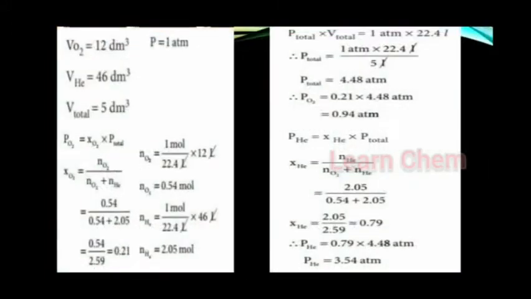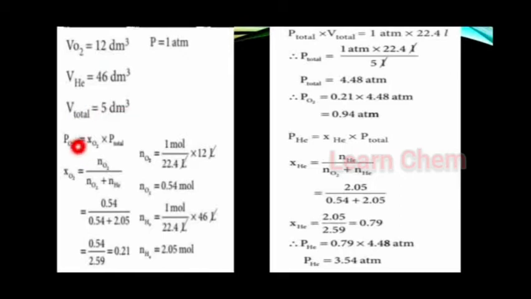Okay, so we write the given values. The volume of oxygen is 12 dm³, the volume of helium is 46 dm³, and the pressure is 1 atmosphere, and they pumped these gases into a 5 dm³ tank, isn't it? So the total volume is 5 dm³.